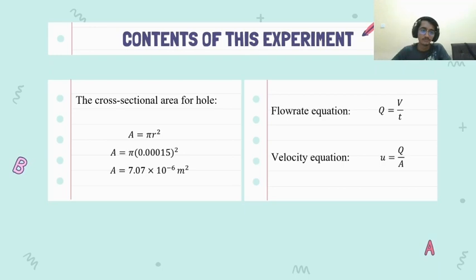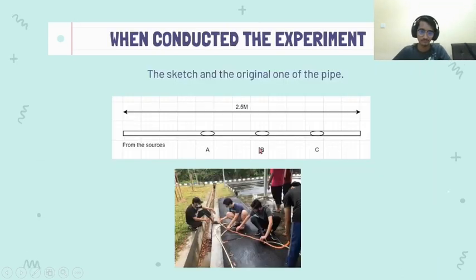This is the cross-sectional area for hole, 7.07 times 10 power of negative 6 meter square. The volume flow rate formula is Q equals volume over time and the formula for velocity is U equals Q over A. This is the picture of the sketch and the original one of the pipe that we have done. The pipe is 2.5 meter long and has 3 holes A, B and C.